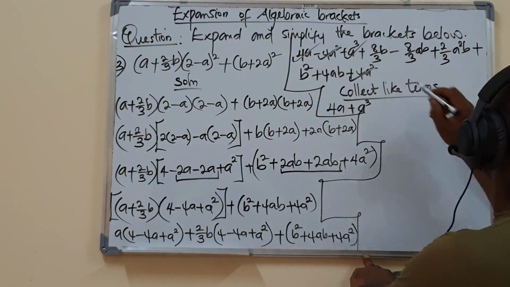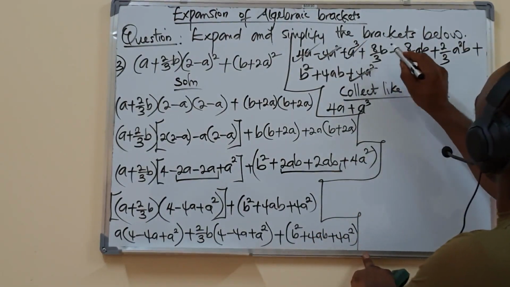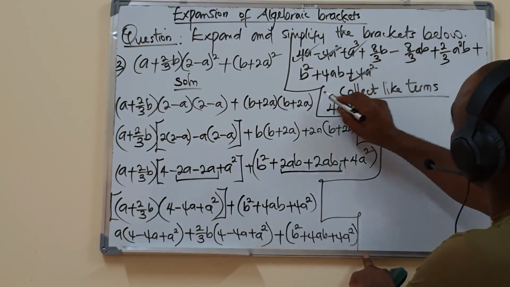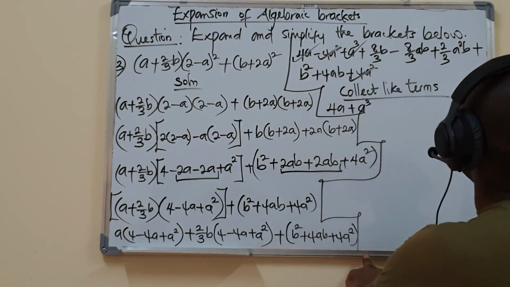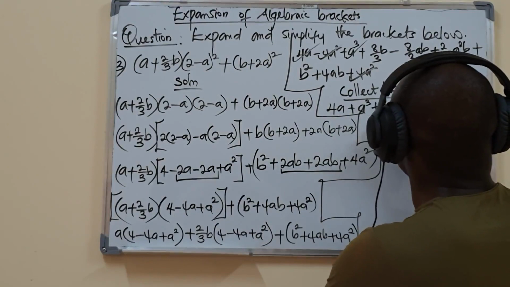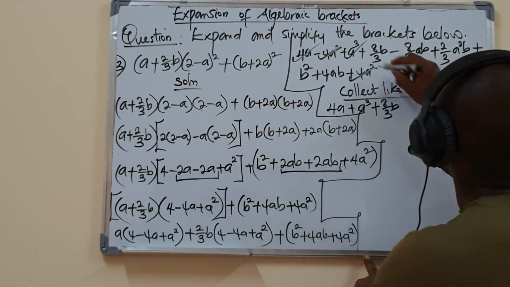At this stage, there is 8/3 of b. Do we have any other term having just b? None. There is no other one. So we bring it down as add 1/3 of b. So we're done with this.